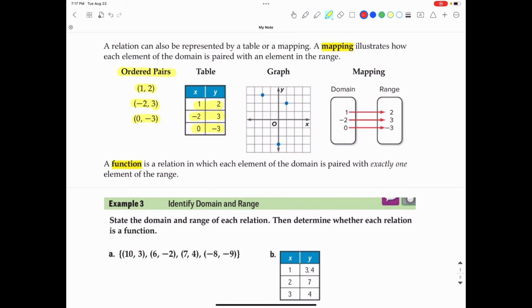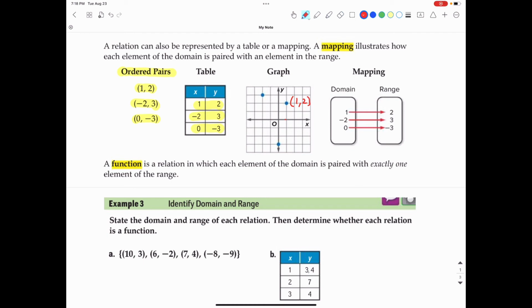You also know that you can show an ordered pair or relation in the form of a graph. So what are the ordered pairs of these points in this graph? So this point right here, we go over 1 and up 2, so that would be the point 1, 2.